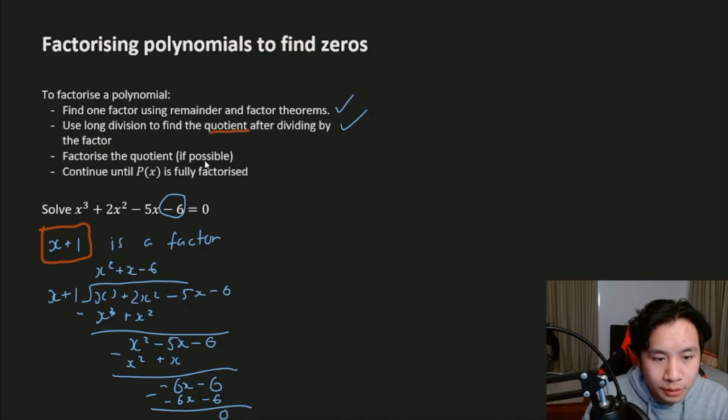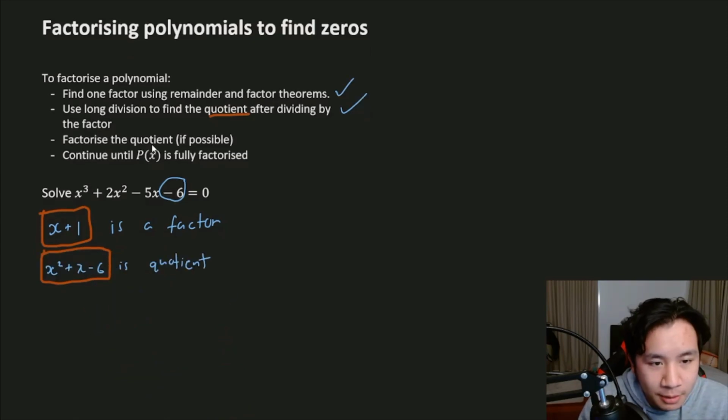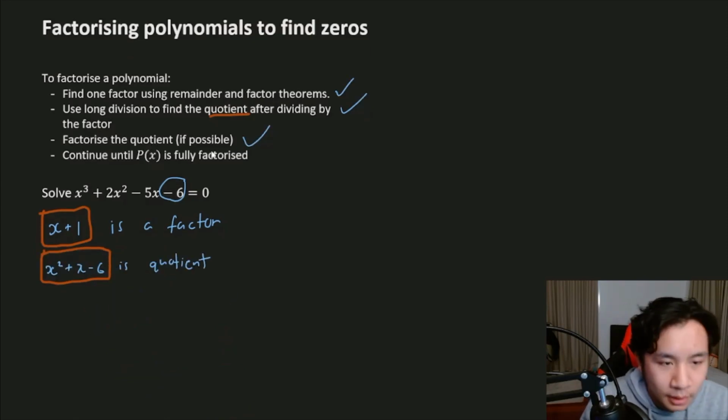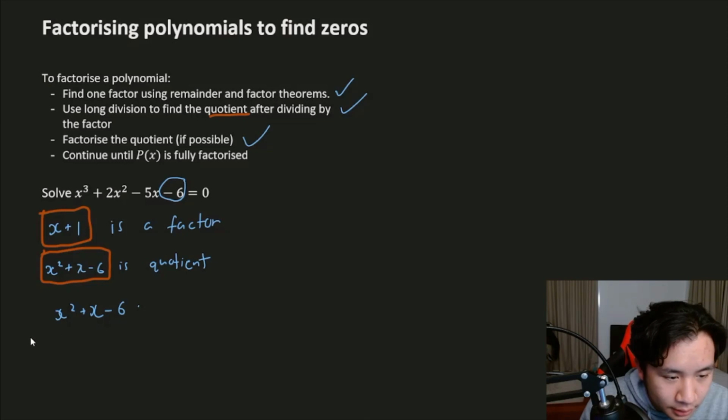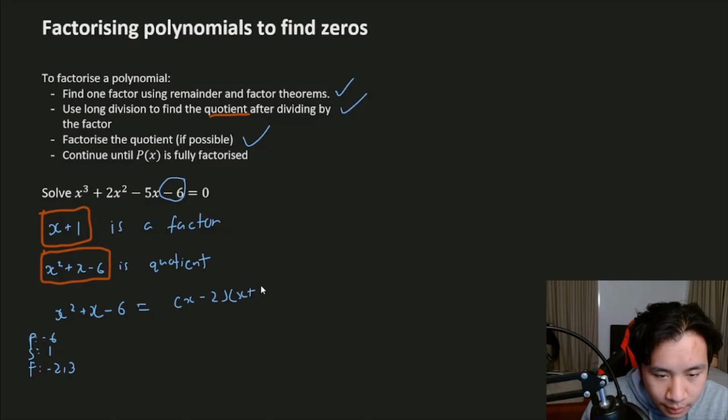All right, so now we found the quotient, which is this thing right here. And the third part says factorize the quotient if possible. So, x squared plus x minus 6. So we're going to factorize this. And I know that if I use PSF, so product sum factor, the product is minus 6, the sum is 1, and the factors will be minus 2 and 3. So this will be equal to x minus 2 times x plus 3.